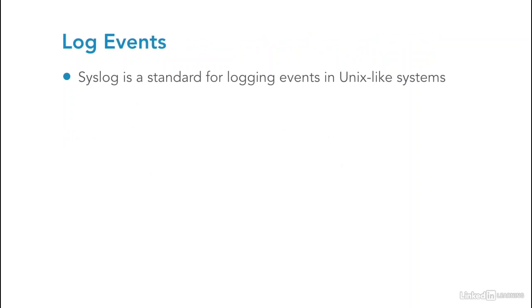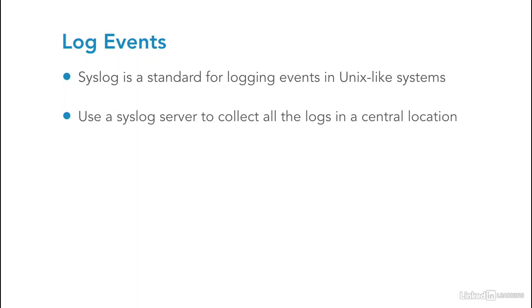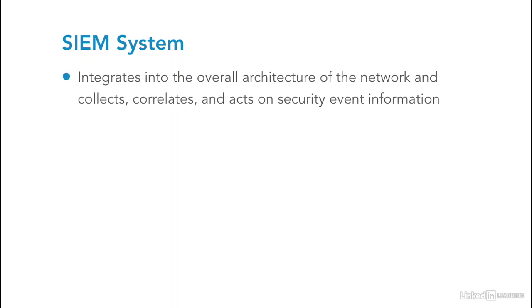To log events, you can use syslog, which is a standard for logging events in Unix-like systems. You can use a syslog server to collect all the logs in a central location. To analyze the data, the network administrator can use SIM technology, which integrates into the overall architecture of the network and collects, correlates, and acts on security event information.